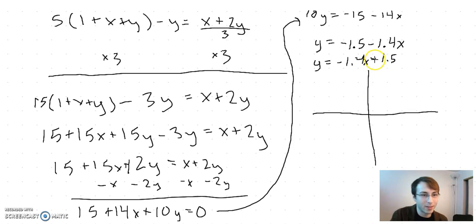So our y-intercept here is negative 1.5. So if this is 1 and this is 2, we're right in the middle of that. And then our slope is negative 1.4. So every time we go over 1, we got to go down 1.4. So if we're at negative 1.5 to start with, and we go down 1.4, we're going to be at negative 2.9, which is right under that 3. So it's somewhere about here.